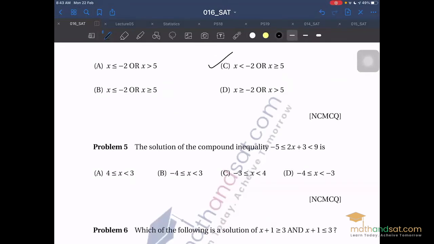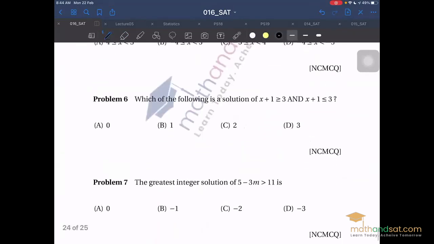Next one. Question number 5. The solution of the compound inequality -5 less than or equal to 2x plus 3 less than or equal to 9. There are two inequalities involved. So what is the meaning of this? -5 less than or equal to 2x plus 3, and 2x plus 3 less than or equal to 9. But I told you previously, instead of doing it in 2 steps, we can do it in 1 step.